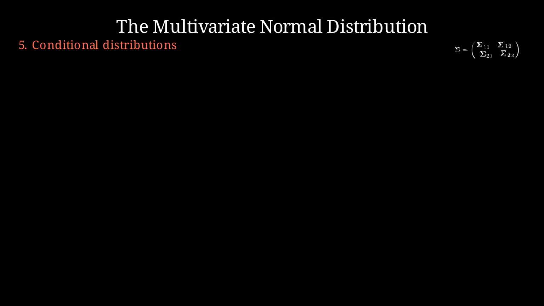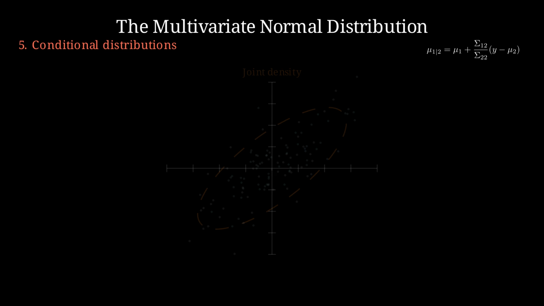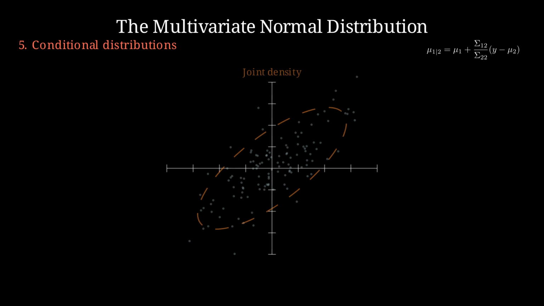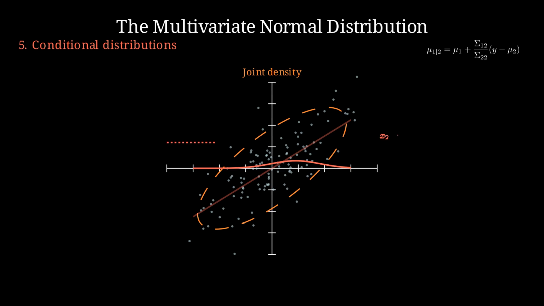Section 5, Conditional Distributions. Instead of integrating out x2, we can fix it to a particular value y and ask what x1 looks like. For the bivariate normal, the conditional x1 given x2 equals y is again normal. Its mean is a linear function of y with slope sigma 1,2 divided by sigma 2,2. Its variance sigma 1,1 minus sigma 1,2 squared over sigma 2,2 is strictly smaller than the marginal variance whenever correlation is non-zero.